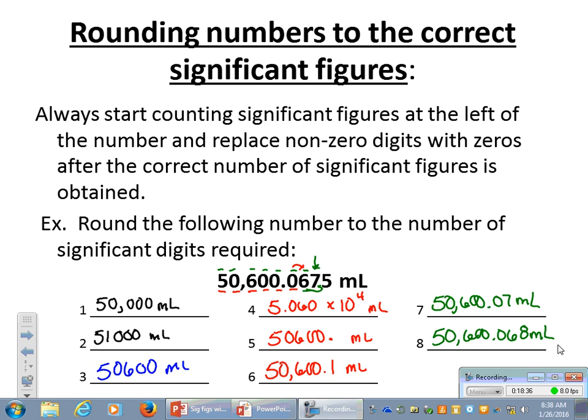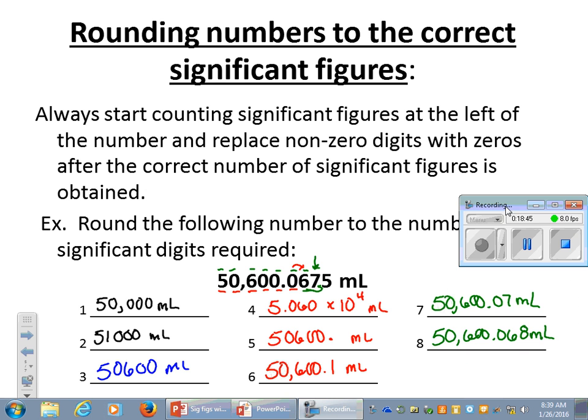milliliters. Please remember that when you are rounding a number from your calculator to the proper number of significant digits, you must express the magnitude of the number. Okay, I'll do the calculations in a separate video.